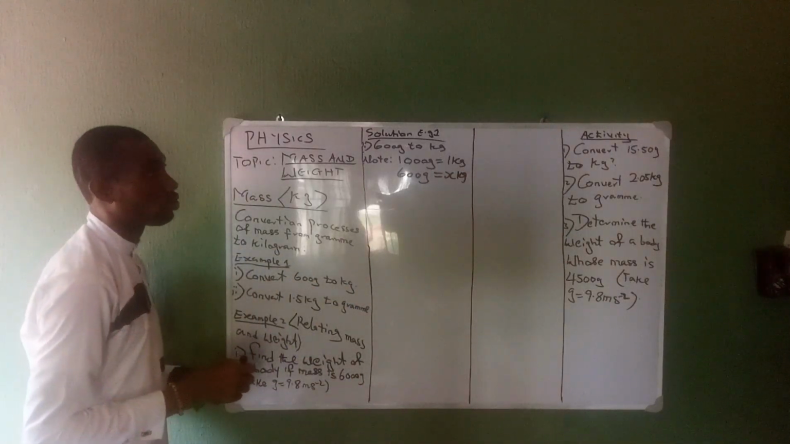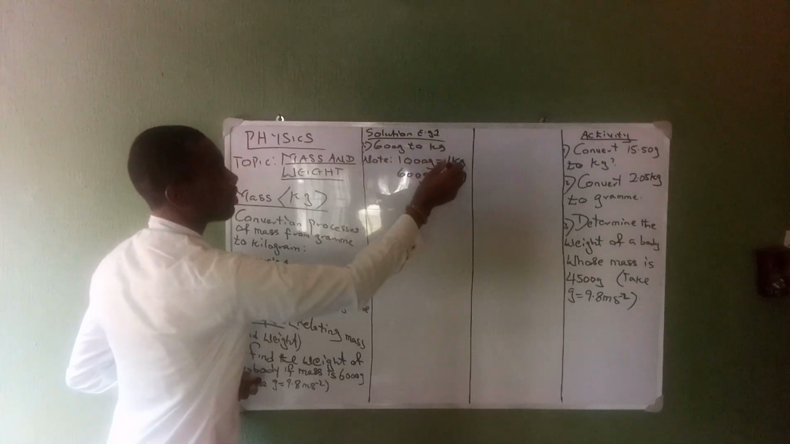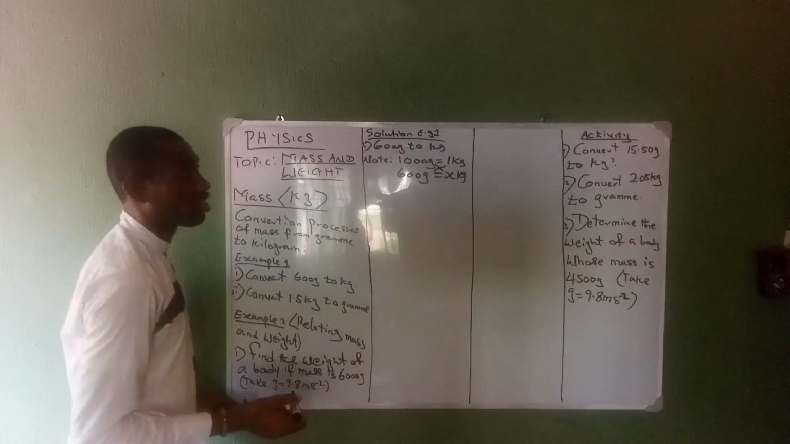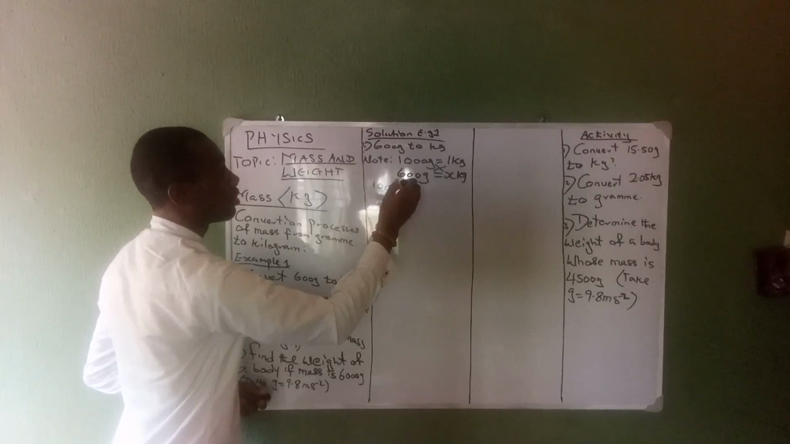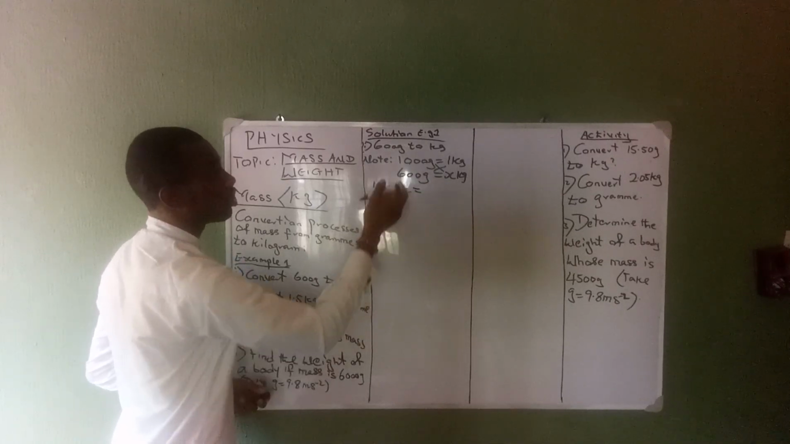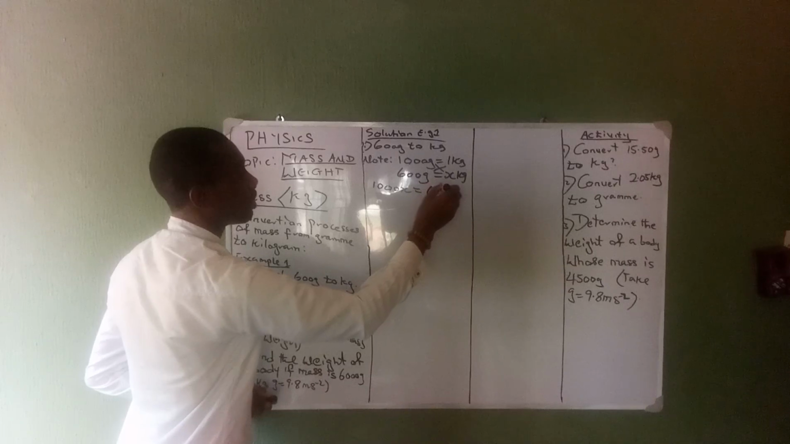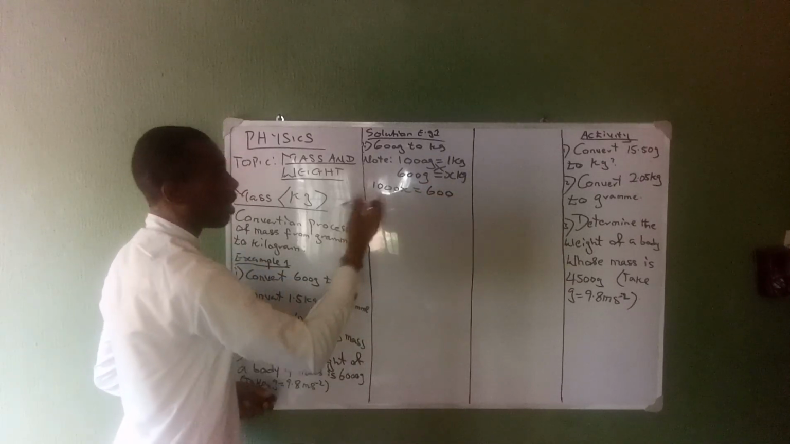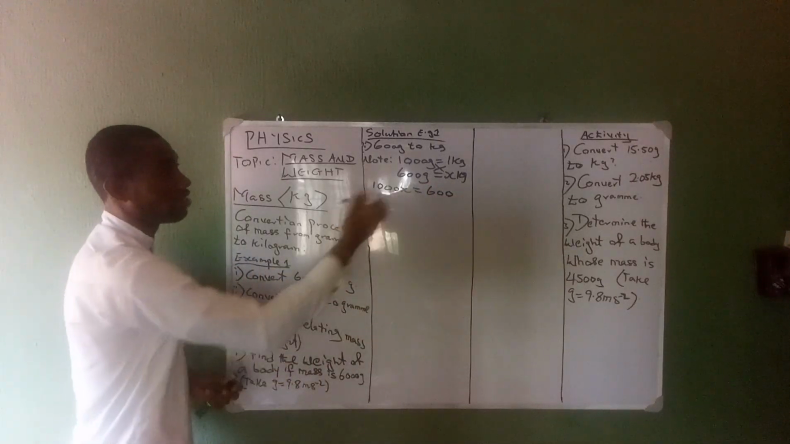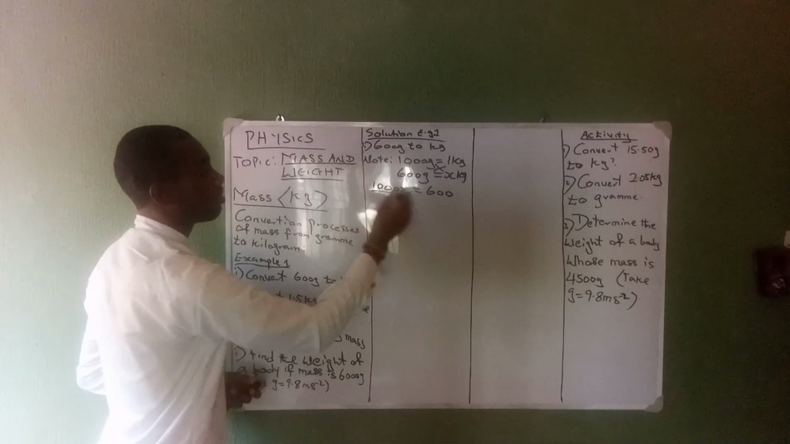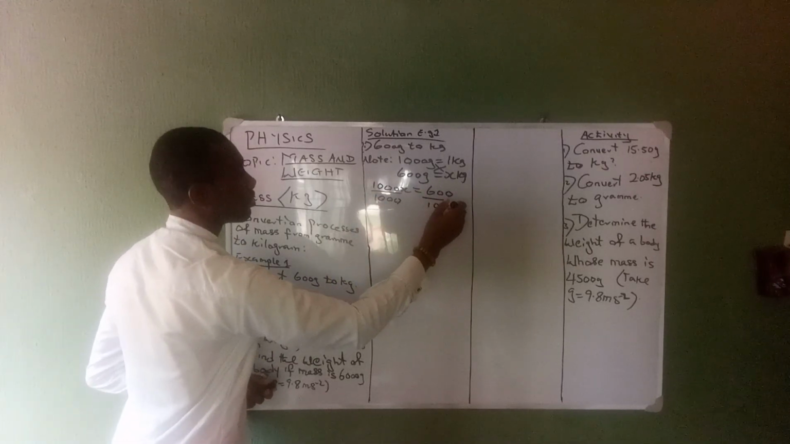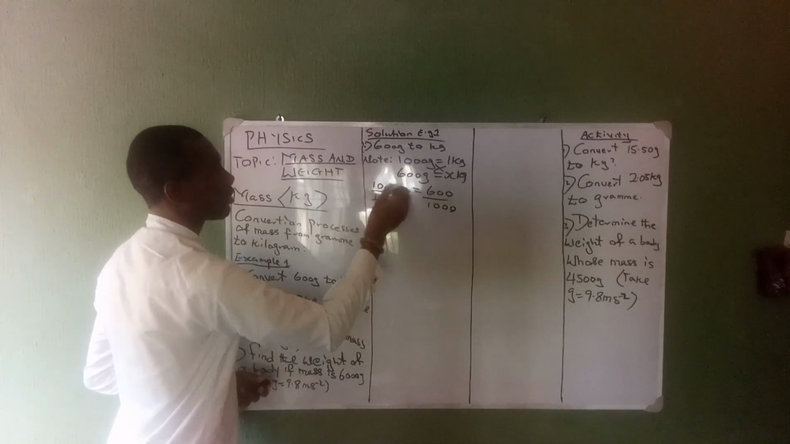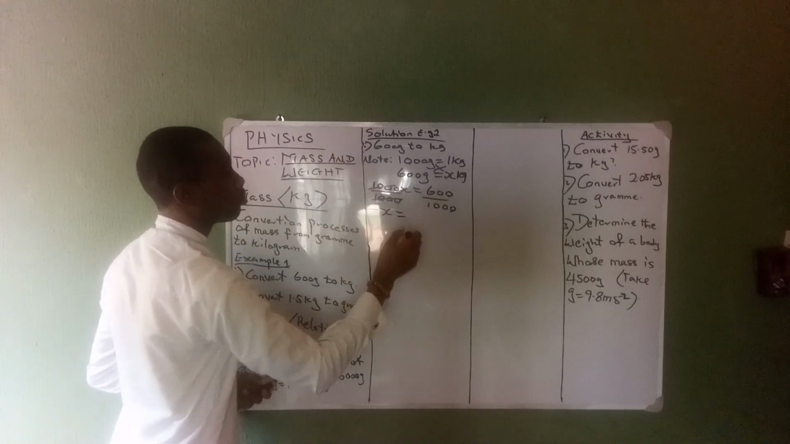600 gram is equal to x kilogram. Here we cross and multiply. If we cross and multiply, 1000 times x gives 1000x, equal to 600 times 1, which gives 600. Now we divide by the coefficient of x, dividing both sides by 1000. So 1000 cancels 1000, and we have x equal to 600 over 1000.